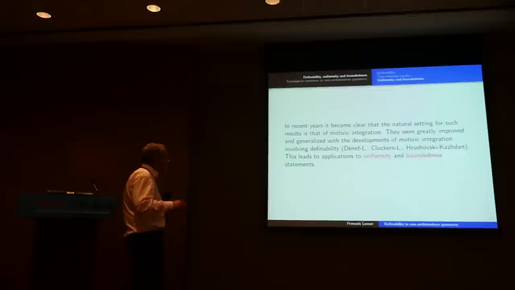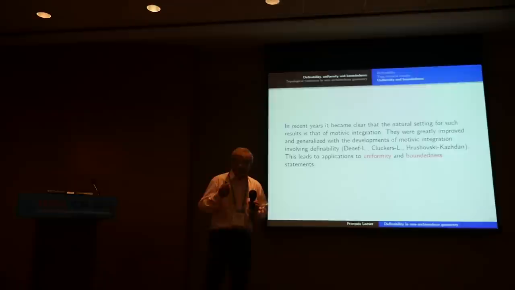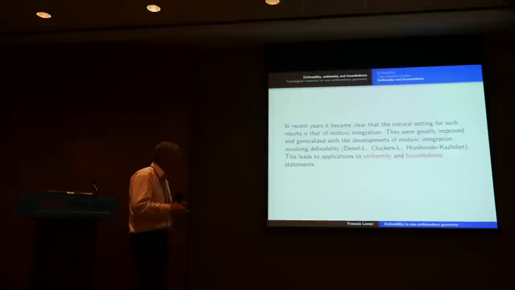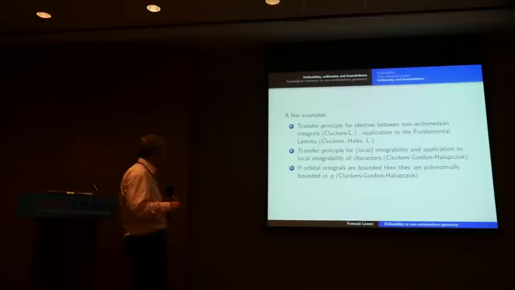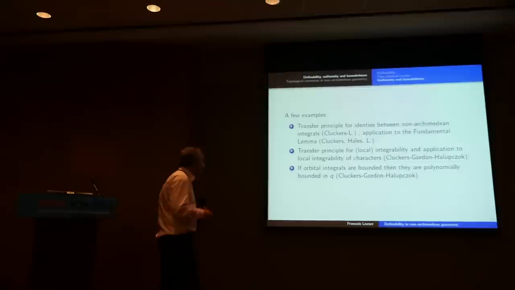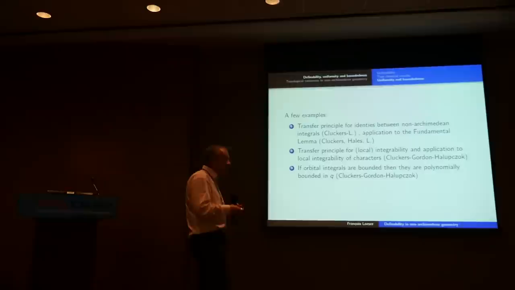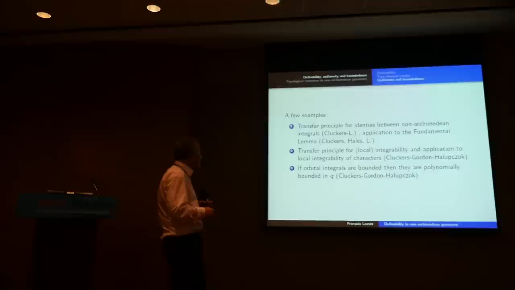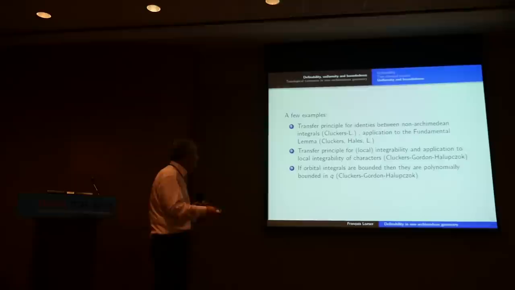So this kind of uniformity or boundedness statement is a typical application of model theory. Okay? And so let me end this introduction with three main examples of uniformity. If you have identities between non-archimedean integrals and they are true over Q_p, then they will be true over F_p((t)) for p large, and vice versa. This was used by Cluckers, Tom Hales, and myself. We showed that this can be used for the fundamental lemma of Ngo, which was proved over F_p((t)), and so we could go back to Q_p for p large.